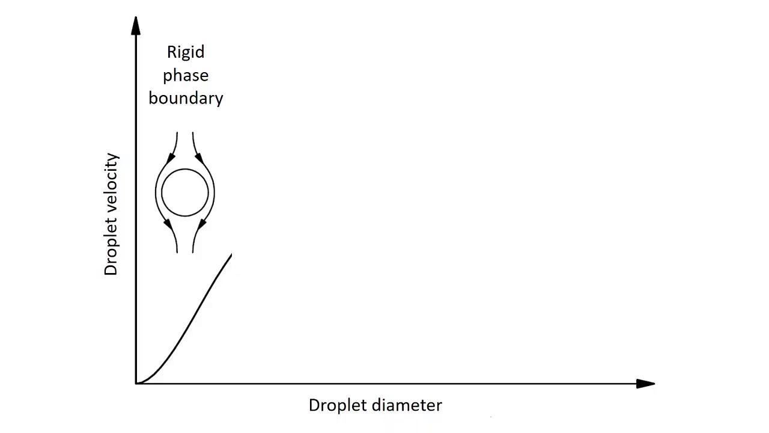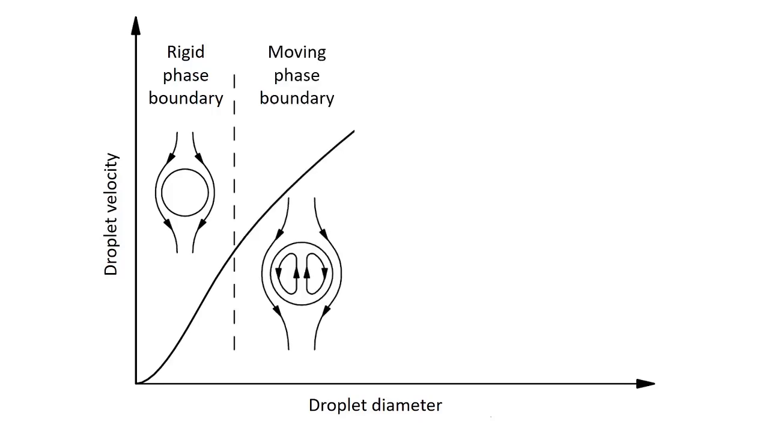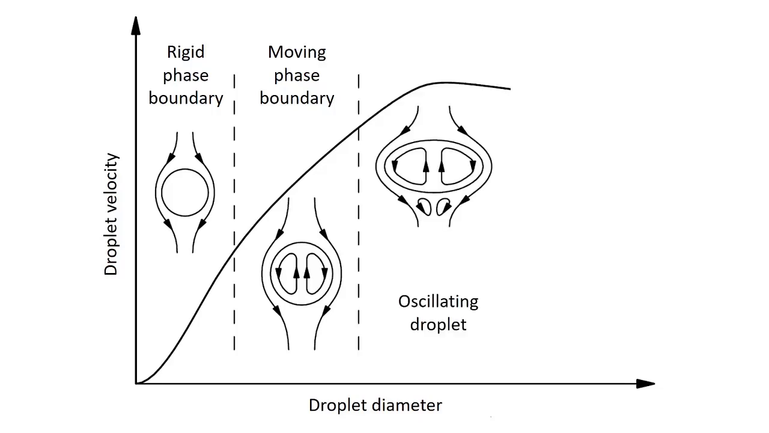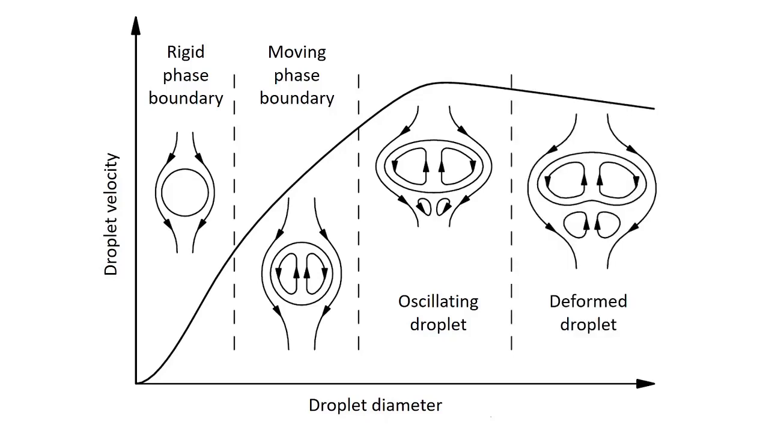With rising diameter, the form of the droplet is not always spherical, which reflects in the rising velocity. Droplets with small diameters usually have a rigid phase boundary, especially if there are impurities in the system. With rising diameter, inner circulations of the droplet take place. The maximum velocity occurs for oscillating droplets, where the form varies between spherical and non-spherical. If we increase the diameter further, the droplet becomes deformed and the rising velocity decreases.